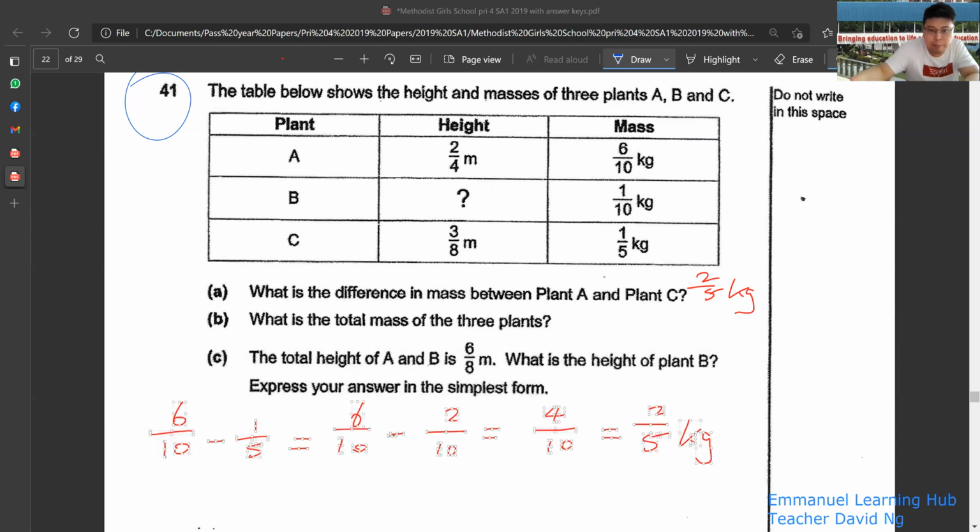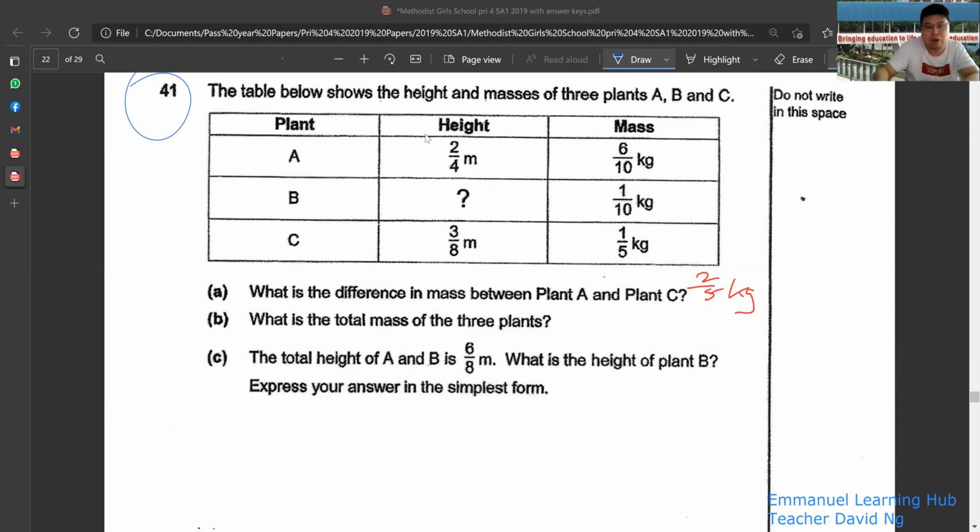Yes. Then part B. What is the total mass of the 3 plants? Total mass means you add together all the mass. 6/10 plus 1/10 plus 1/5. 1/5 is 2/10. You understand? You know why 1/5 is equal to 2/10? Then add together, what do you have? 6/10 plus 1/10 plus 2/10 equal to?